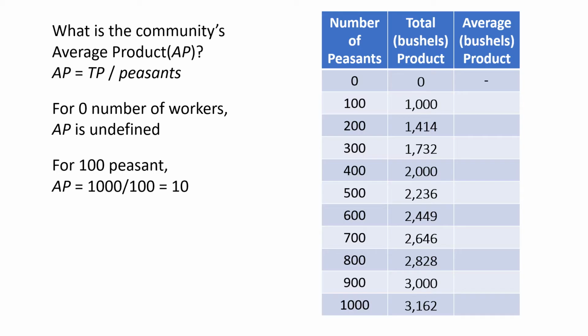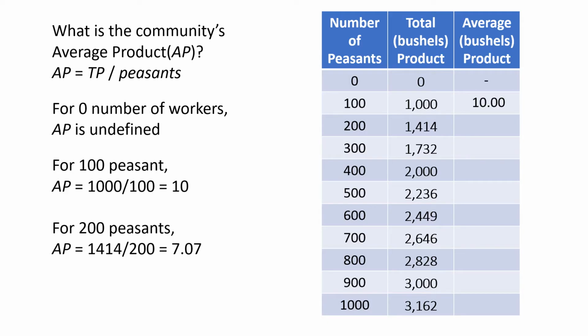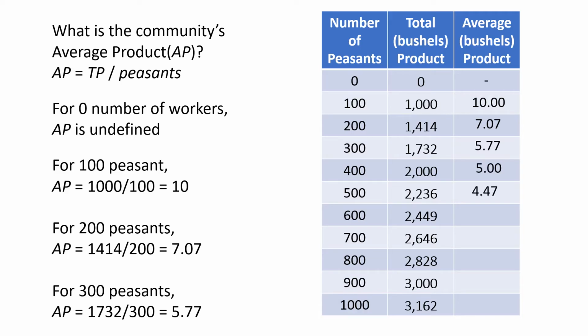For 100 peasants, it would be total product divided by number of peasants, which is 1000 divided by 100, and that gives us 10. For 200 peasants, we have average product given by 1414 divided by 200, which gives us 7.07. For 300 peasants, we have average product of 1732 divided by 300, which gives us 5.77. Going on with the process until the end, those would be the average product values.